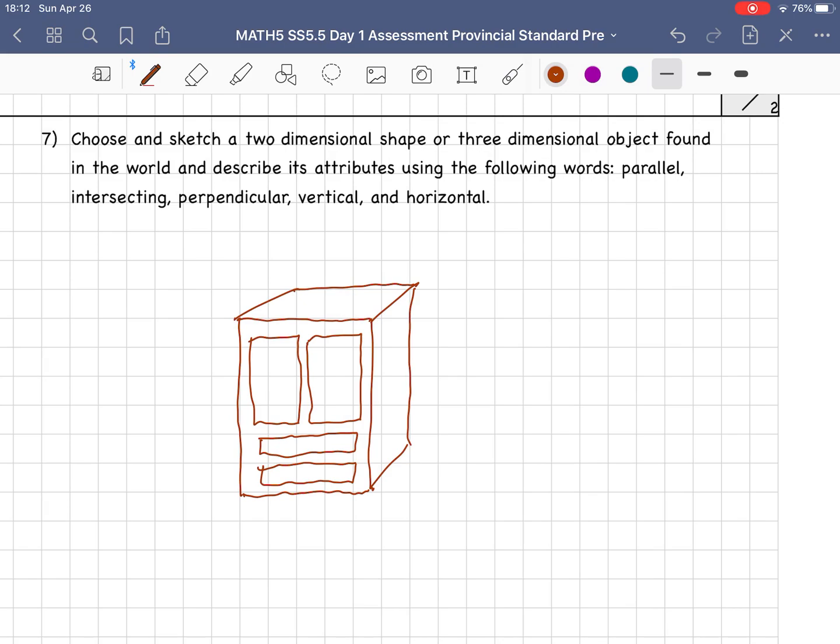Oh, look at how beautiful that looks. All right, so we are going to talk about some of these words. Parallel. Parallel edges. So 2 edges that would be parallel. I'm going to just highlight 2 edges that are parallel. This edge and this edge would be parallel lines. Those are parallel. I'll do those in pink.